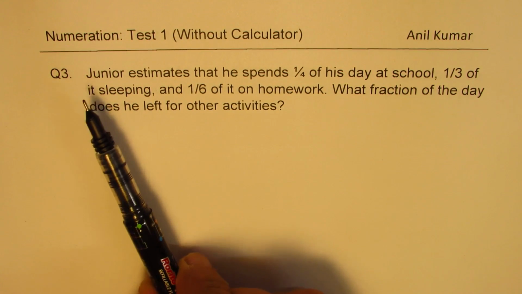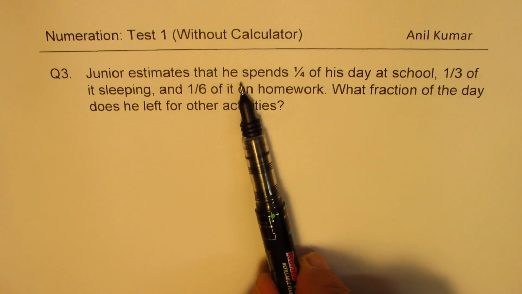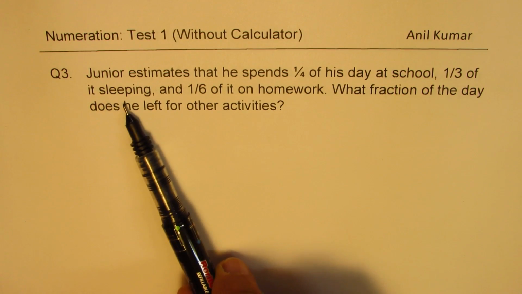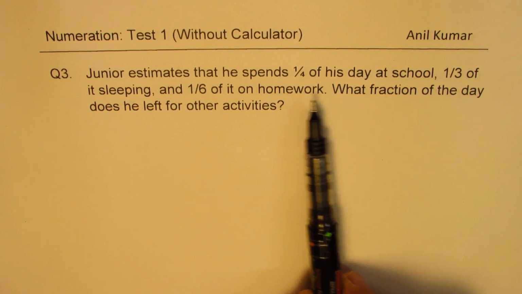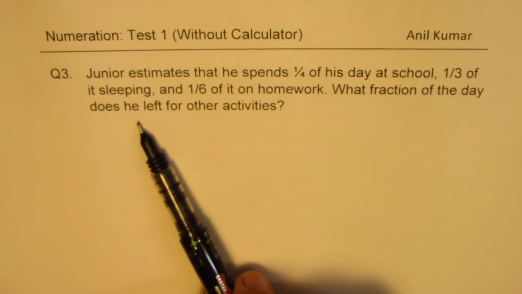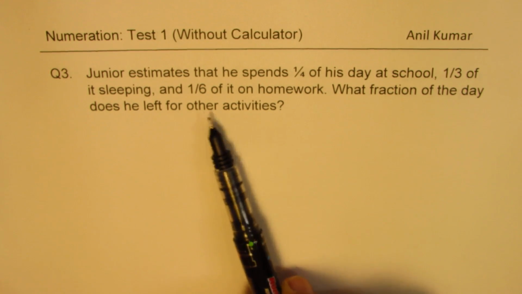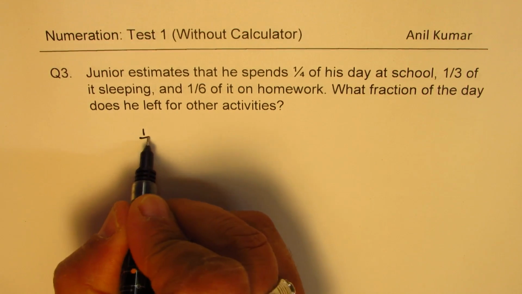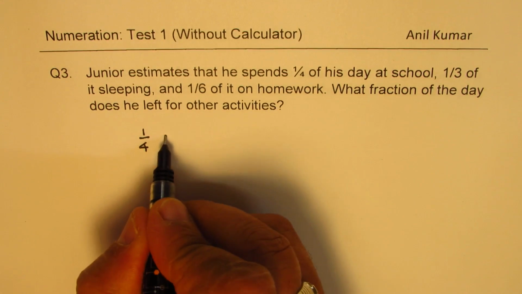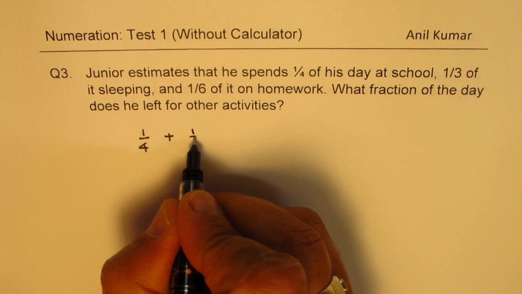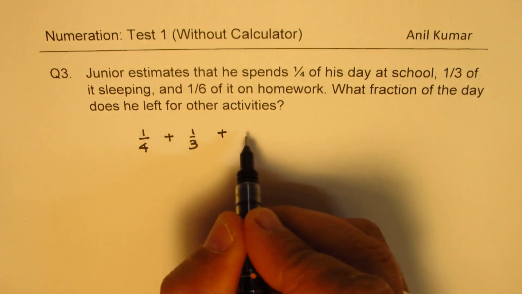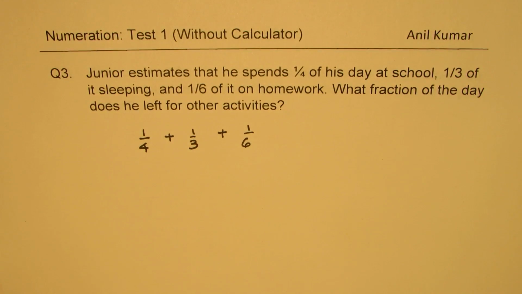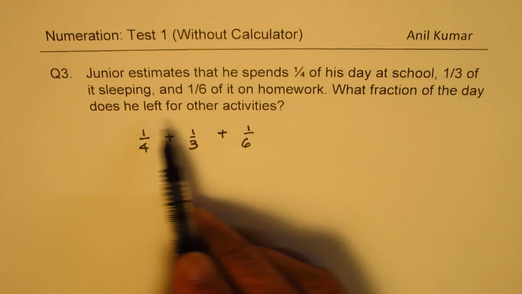The question here is: Junior estimates that he spends 1/4 of his day at school, 1/3 of it sleeping, and 1/6 of it on homework. What fraction of the day is left for other activities? Now, for total time we'll add what all he is spending: 1/4 at the school plus 1/3 sleeping plus 1/6, right? So that is the total time which Junior estimates that he is doing some activities.